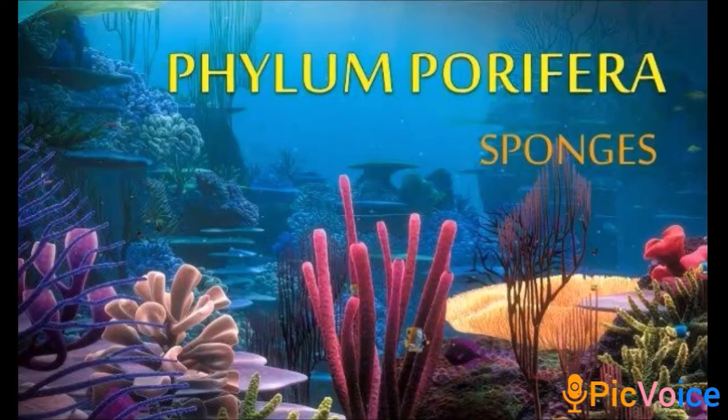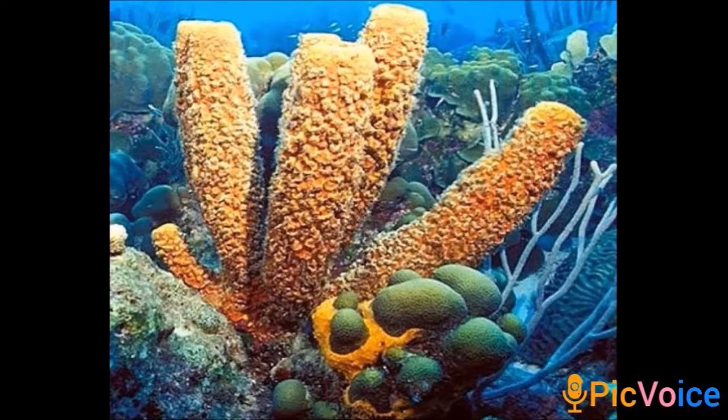First is phylum Porifera. The members present in this phylum are commonly called sponges. All these sponges are included under phylum Porifera. Usually these are marine. They live in sea water only and they are asymmetrical. What is asymmetrical? In whatever way we divide them, they cannot be divided into equal halves.